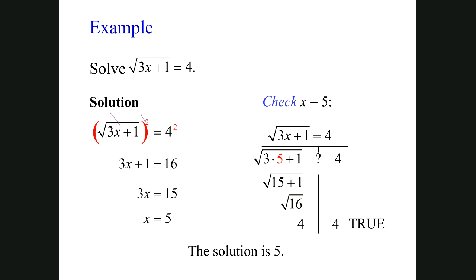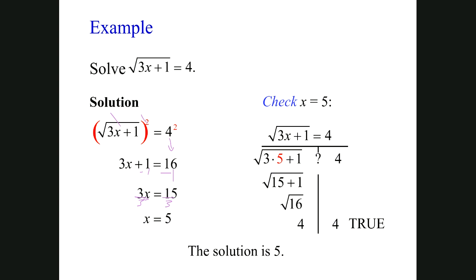So we can get this out from the square root, which is 3x plus 1. And then 4 squared will be 16. The rest should be easy. Minus 1 on both sides, and then you have 3x equal to 15. Divided by 3 on both sides, you get x equal to 5.